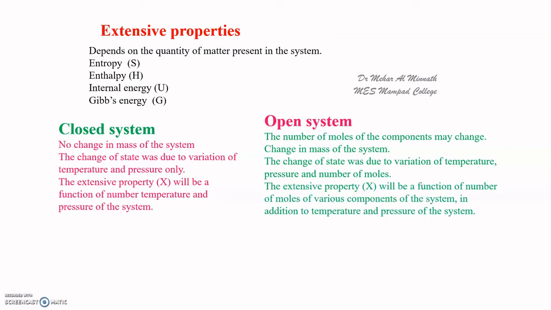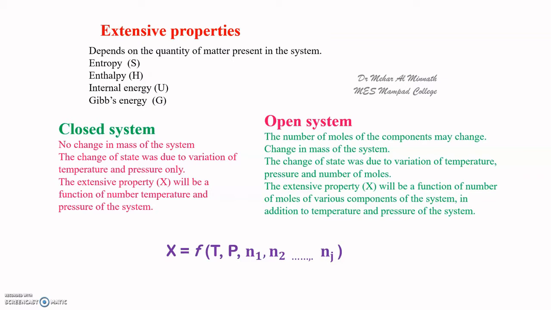And the extensive property will be a function of the number of moles of various components of the system, along with temperature and pressure. So for an open system, we can write that the extensive property X is a function of temperature, pressure, N1, N2 up to Nj, where N1, N2, Nj are the number of moles of the various components. So if you have a two-component system, X will be a function of temperature, pressure, N1 and N2, that is the number of moles of component 1 and number of moles of component 2.